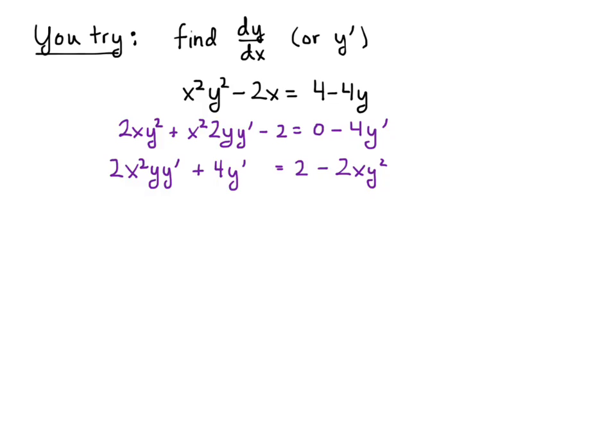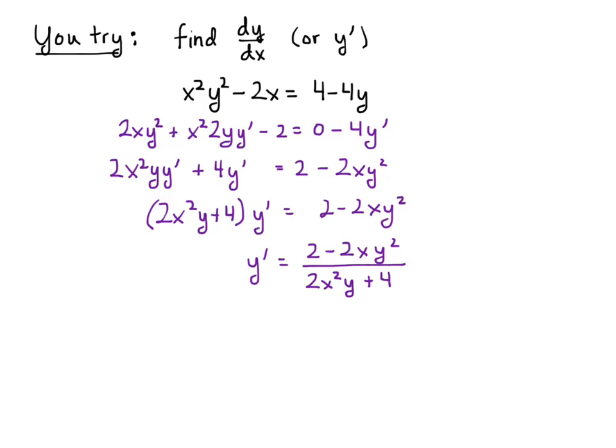And so next step is collect everything with a y prime on the left side. So that means this one's going to the right, this one's going to the right, that one's going to the left. I'm going to factor out my y prime and then divide by that remaining coefficient. And there's my derivative.